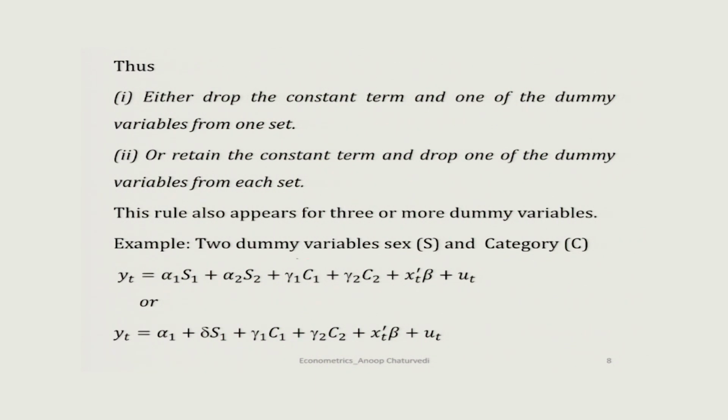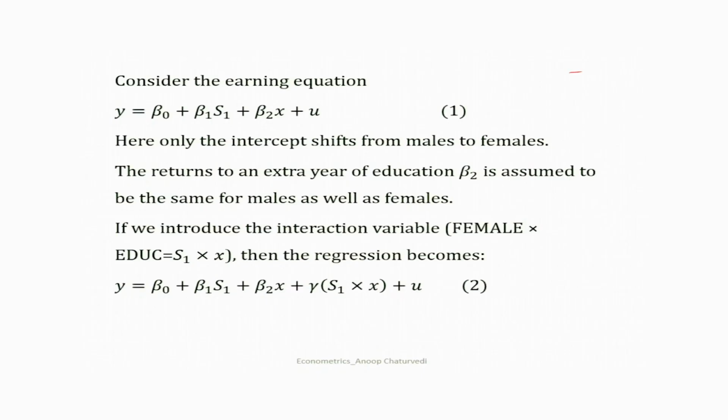So, if you have 2 dummy variables, sex and category, then suppose we do not have the constant term, then we take say both S1 and S2, but we drop C3. Or if we retain the constant term, then we drop S2 from here and C3 from here. So, you can follow any of these rules. Or you can even drop S1 from here and then you retain S2, or C1 from here and then you retain C3 and C2.